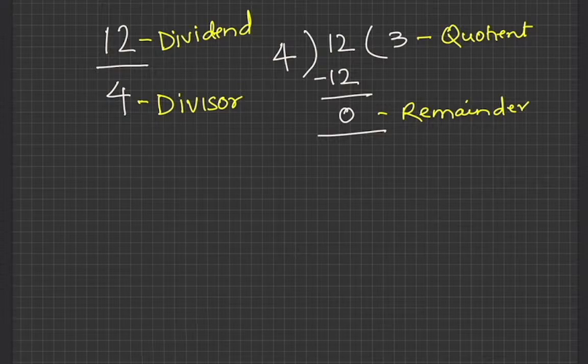So recollect how we did this. We said 4 times 3. We multiplied this, and then we subtracted the product we got from the dividend, and then we got a remainder. This is a whole number because 4 times 3 is 12. In this case, I have a 0 because 4 divides 12 completely, and there are basically 3 fours in 12.